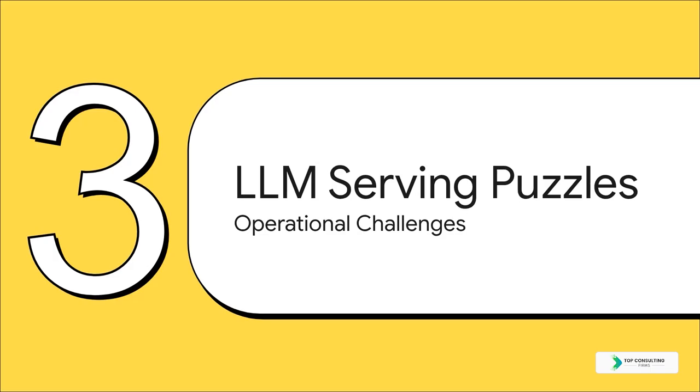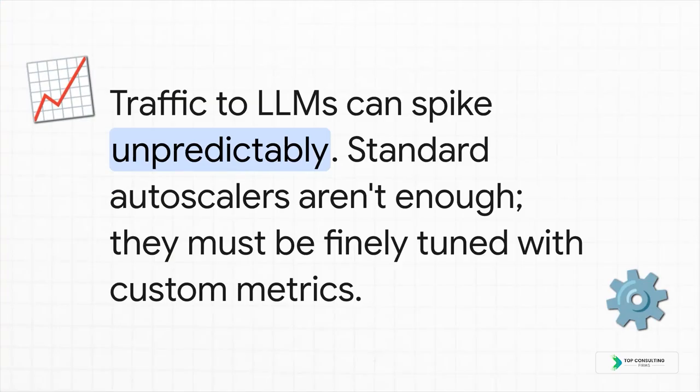All right, with that foundation in place, now we can get into the really fun stuff, tackling the specific puzzles that come with serving large language models. This is where we get into the nitty-gritty, the day-to-day challenges of making this work in the real world. First on the list, autoscaling. Like we said, traffic to LLMs can just explode without any warning. It can go from 0 to 1,000 in a split second. Your standard off-the-shelf autoscaler is just not going to cut it.